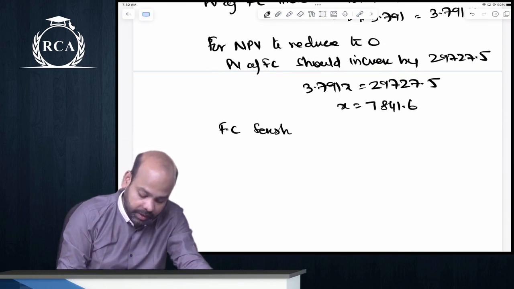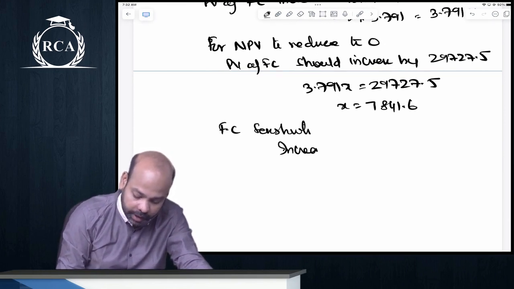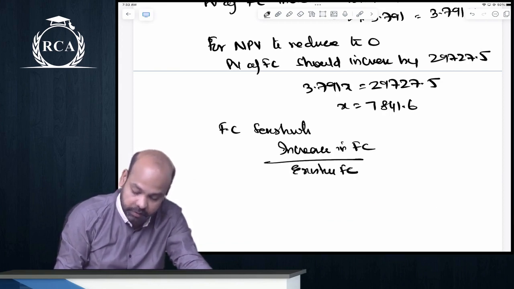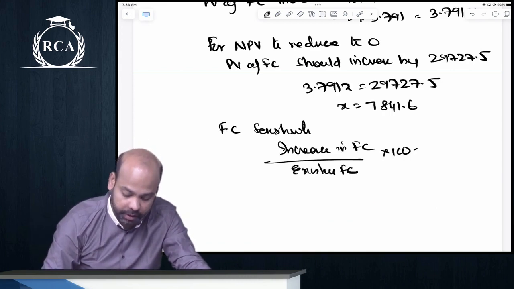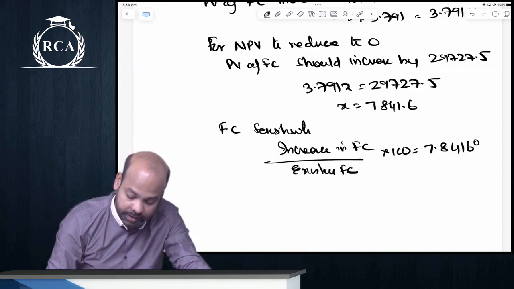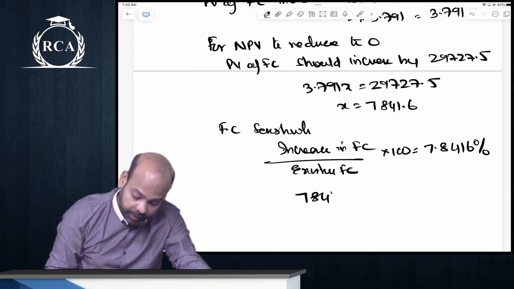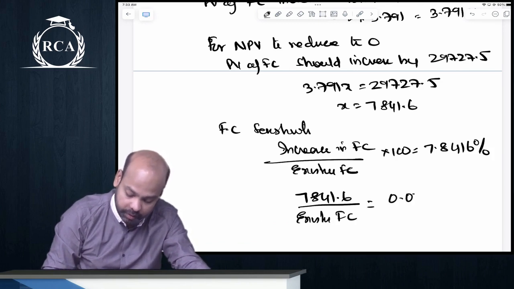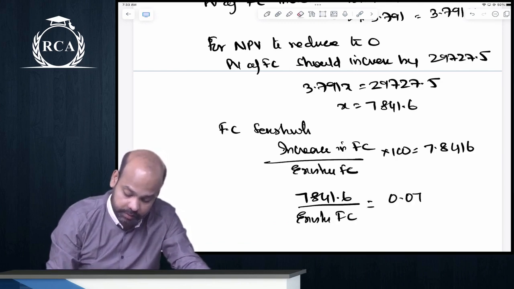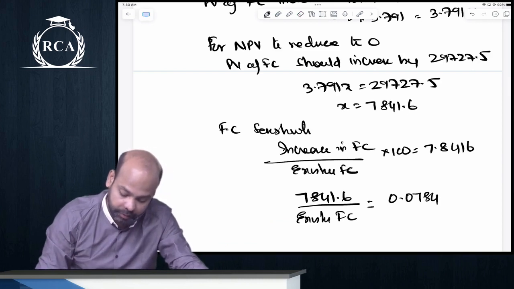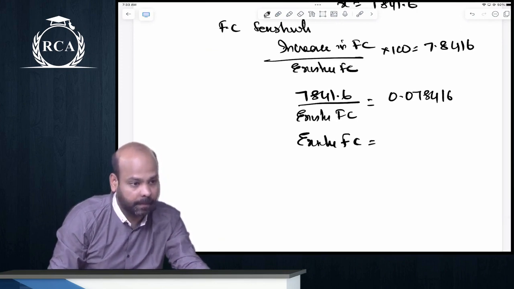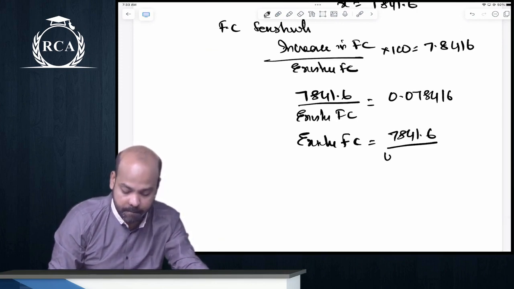Fixed cost sensitivity. How do we compute it, guys? We write increase in fixed cost divided by existing fixed cost into 100 should be equal to 7.8416 percentage. I know increase in fixed cost is this, divided by existing fixed cost is equal to 0.078416. Existing fixed cost is equal to 1 lakh. हो गया.